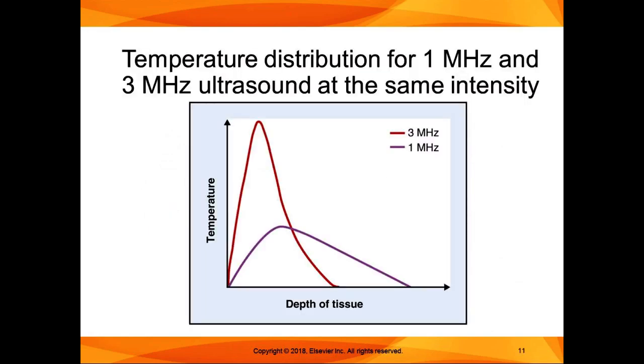So we talked about in the last lecture the temperature distribution and the depth between 1 megahertz and 3 megahertz ultrasound. So 1 megahertz is going to go deeper because it's not absorbed by the tissues as much, and it doesn't have as great of a temperature increase in the tissue. The higher frequency ultrasound at the same intensity is going to have less depth of tissue but greater heating.